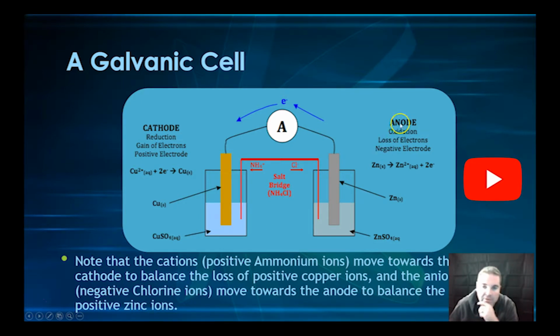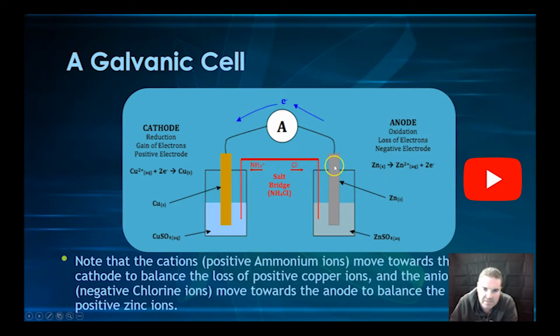And at the anode we have oxidation occurring. Now oxidation is what we call a loss of electrons. So we have two metals, zinc and copper. Zinc is the far more reactive metal, and so reactive metals very much want to lose electrons. So you can see the zinc here is losing electrons to form zinc ions.